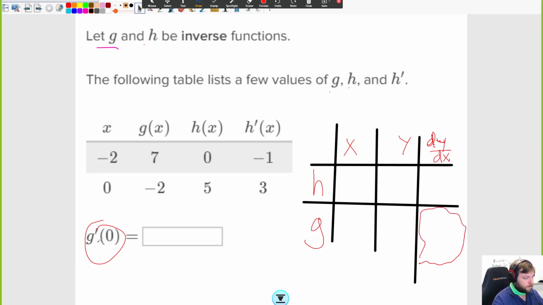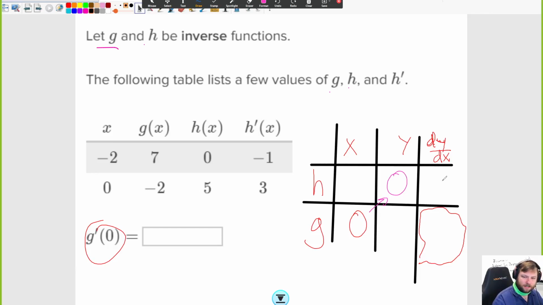Now, if I'm told I'm trying to find g prime of 0, that means the x value for g is 0. So, boom. Now, when you know that the x value is 0 for g, that means the y value for h is also 0.